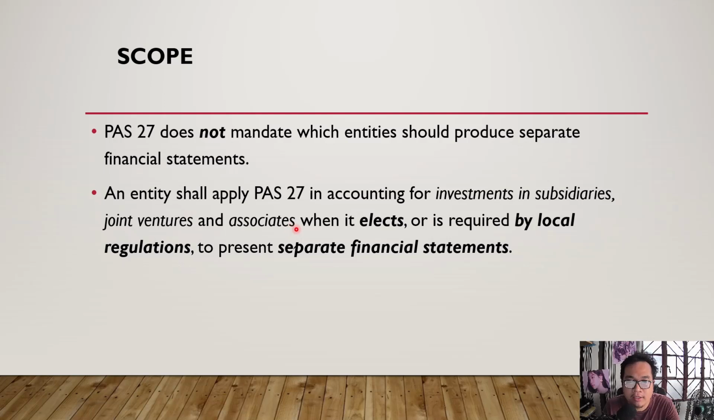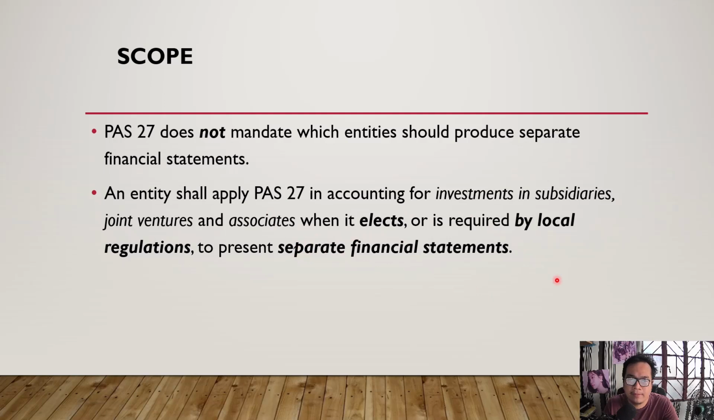Now, there are two instances when an entity will use PAS 27. Either when it elects, when it simply wants to. Or second, when the regulatory body in the place where the entity is situated requires it to present separate financial statements.